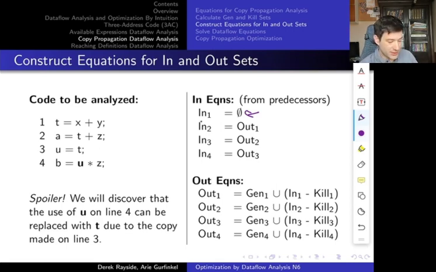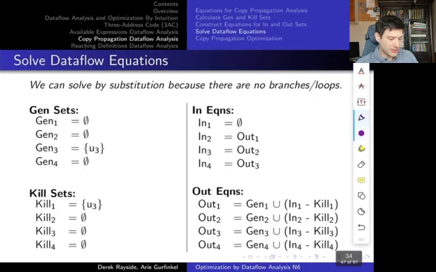And then the rest of the equations are very straightforward. In of each next one is out of the previous one. That's because we're dealing with straight line code, so there's no real intersection to talk about. We only have one predecessor. And then we have the equations for out. So now we have to solve it. There you go.